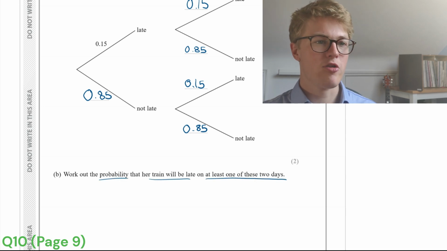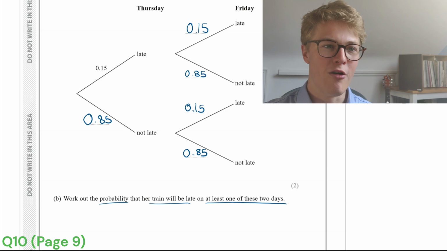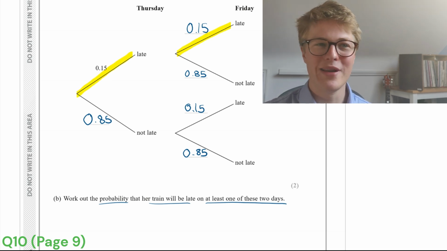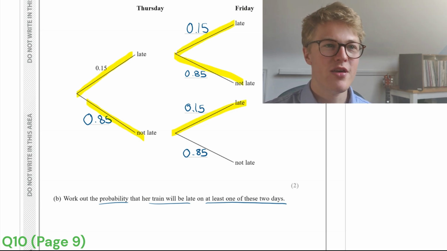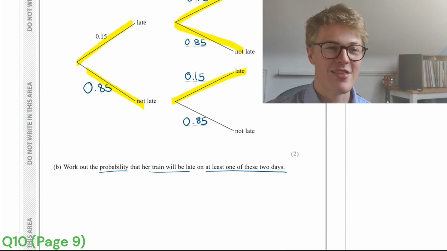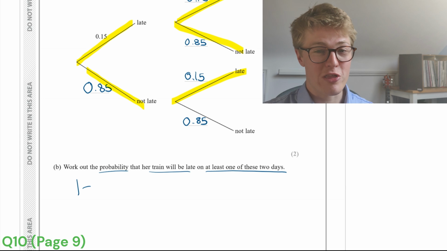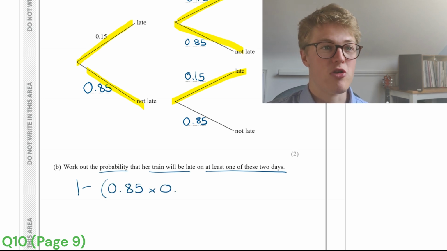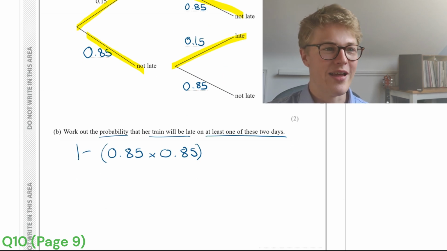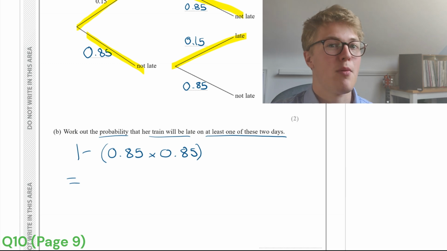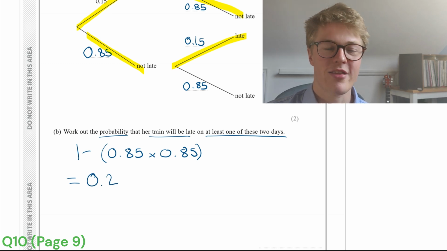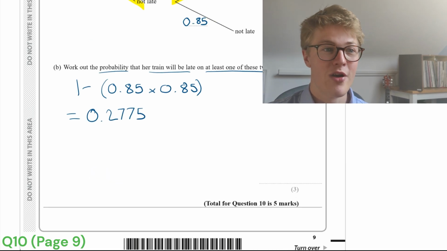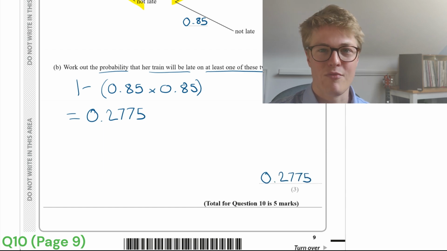Work out the probability that her train will be late on at least one of these 2 days. So what we need to do is look at all of the situations in which she can be late on either day. And what we can see is that the only situation in which she's not late on either day is when she's not late the first day and not late the second day. So we can do 1 minus the probability of that happening, which is 1 minus 0.85 times 0.85, which leaves us with 0.2775 as our answer.